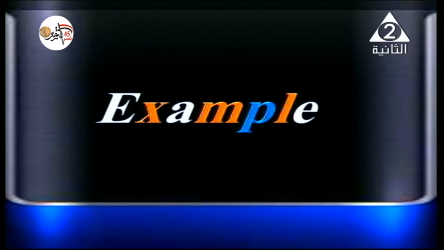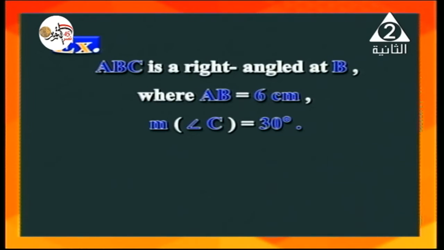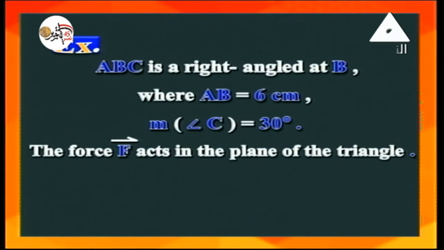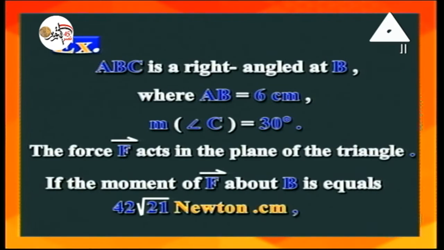My dear student, look at another example. ABC is a right angle triangle at B, where AB equals 6 centimeters, measure of angle C equals 30 degrees. The force F acts in the plane of the triangle, if the moment of F about B equals 42 square root 21 Newton centimeter. Look at it, my dear student.